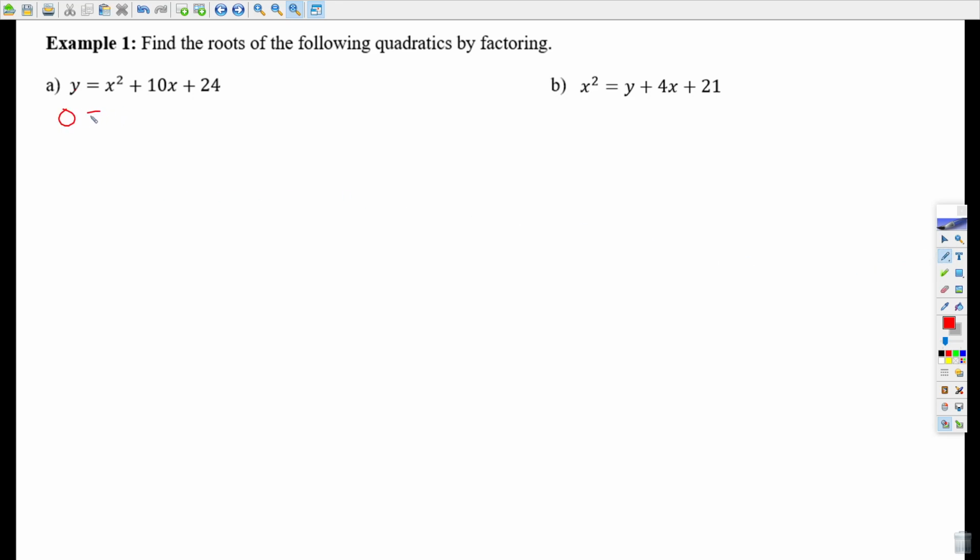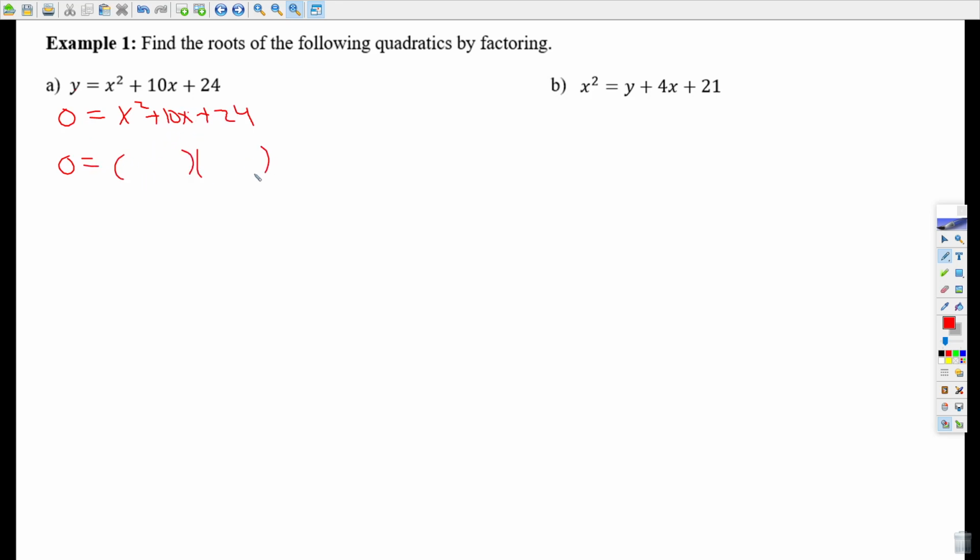Change it to 0. Then we have 0 equals x squared plus 10x plus 24. All right, that's pretty easy. Now we have to figure out how we factor this. It's already 0 on one side, so I'll keep it there. How do we factor this? This is the shortcut method.